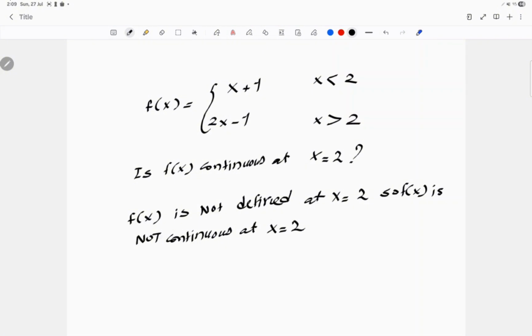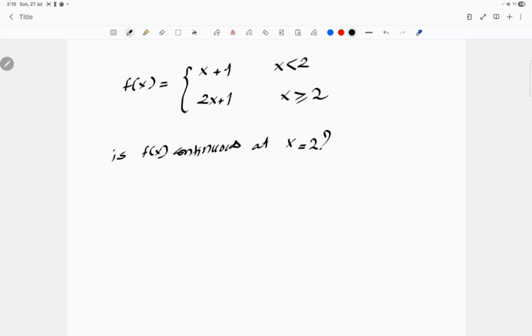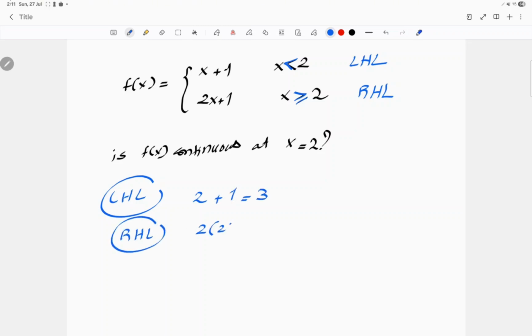Let's give you another question now. How about this one? Can someone tell us where the left-hand limit is? Less than means left-hand limit, and bigger than means right-hand limit. Go ahead, start working on it. So the left-hand limit is 2 plus 1, which is 3. The right-hand limit, 5. Not the same. So the limit does not exist.